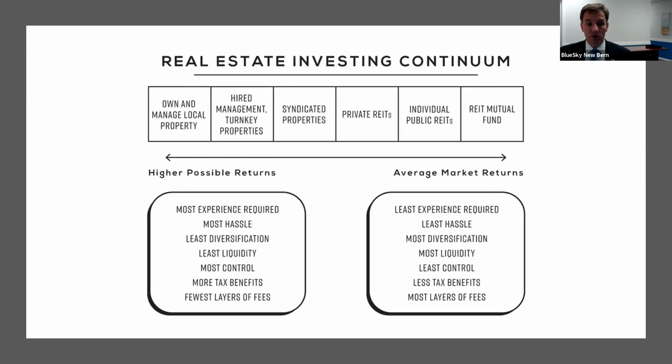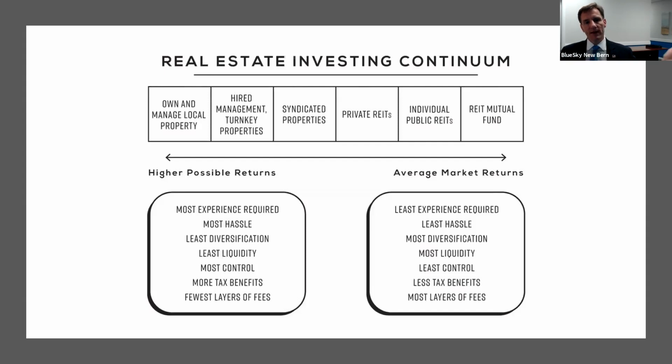Hired management or turnkey properties. These are companies that will go find a rental property, they'll fix it up, they'll get a tenant, and then they'll sell it to you as an investor. And then over on the far left is to go out and buy, own, and manage your own local property.